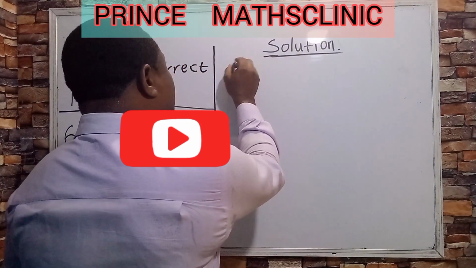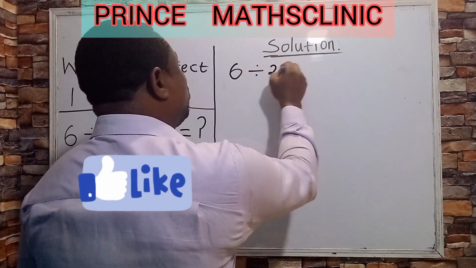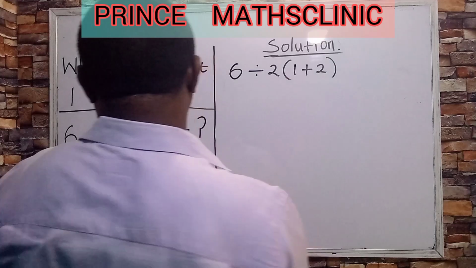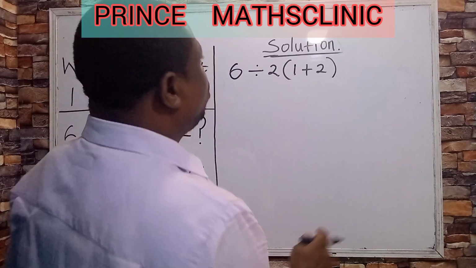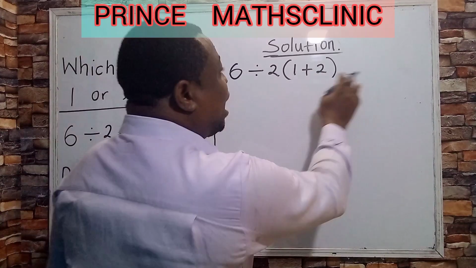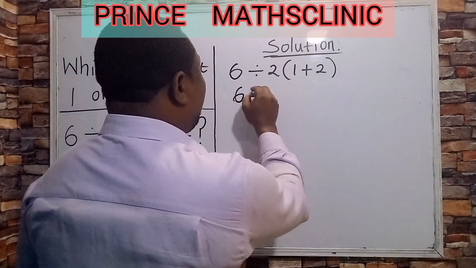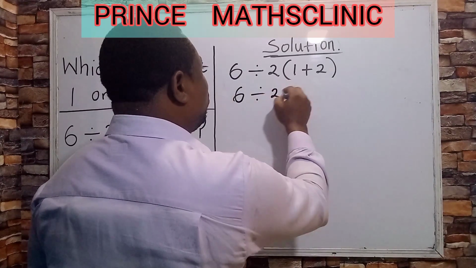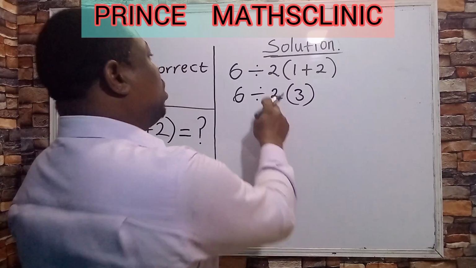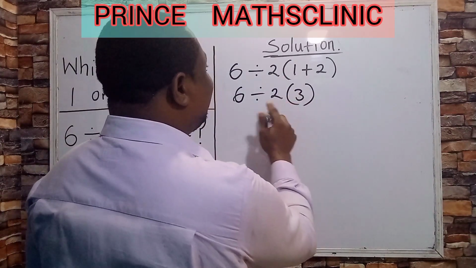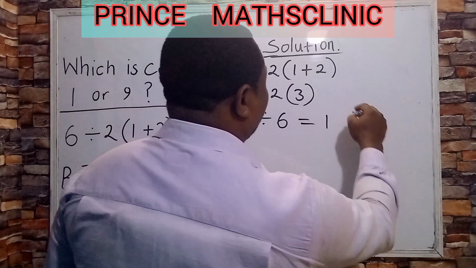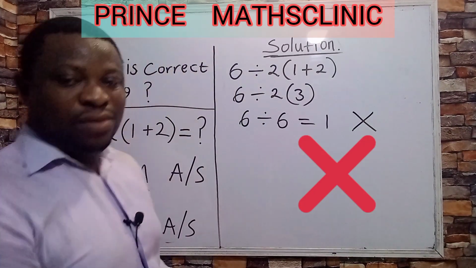The question says what? 6 divided by 2, open bracket, 1 plus 2. Now to obtain the wrong result, which is 1, what you need to do simply is to add what you have in the bracket. Remember, in BODMAS, bracket comes first, right? So you are now going to say 6 divided by 2. 1 plus 2 is what? 3. Then multiply the 2 with 3, you get 6. So 6 divided by 6 gives you what? 1, which is totally wrong.